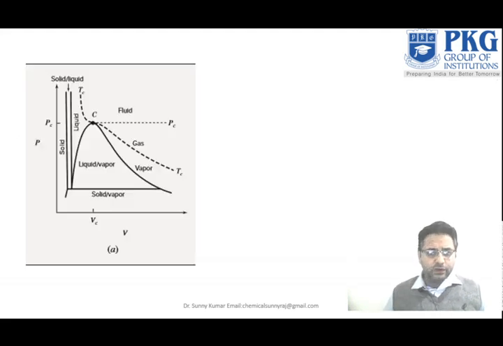So this is your figure 3.2a. If you see here, this is volume and here is pressure. When it is in a solid state and the volume is constant, there is no change in volume when you compress the solid, because it is already solid. So the volume will be constant for this. So this is a straight line here.